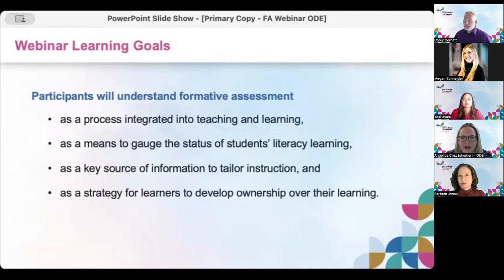So this webinar will provide an opportunity to learn about the role of formative assessment in a comprehensive early literacy program. So we have four key goals today, focused all on deepening your knowledge of formative assessment as a process that's integrated into teaching and learning, as a means to gauge your students' literacy learning, as a key source of information to tailor instruction, and as a strategy for learners to develop ownership over their learning.